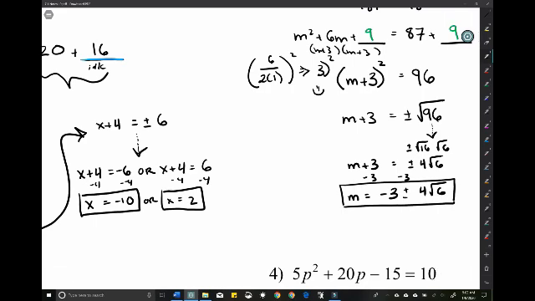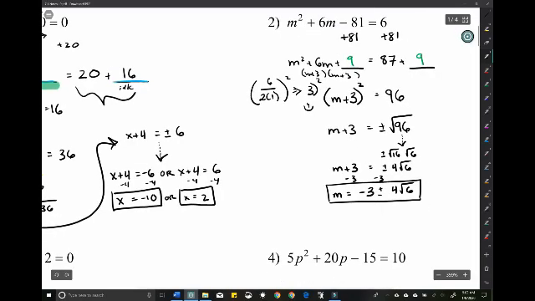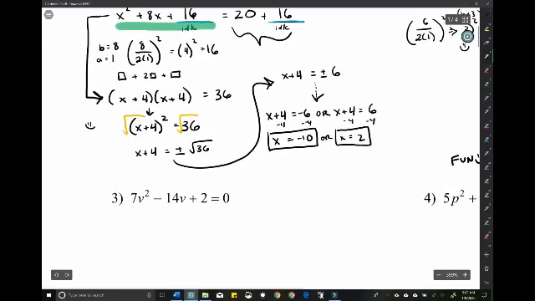So you can leave it irrational like that there. Okay? So it's kind of fun. Completing the square, break it up, solve that. Fun, right? Okay? Let's see some other examples.